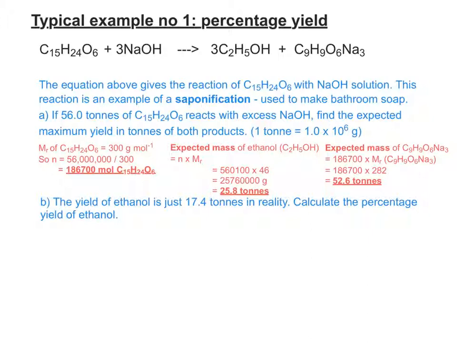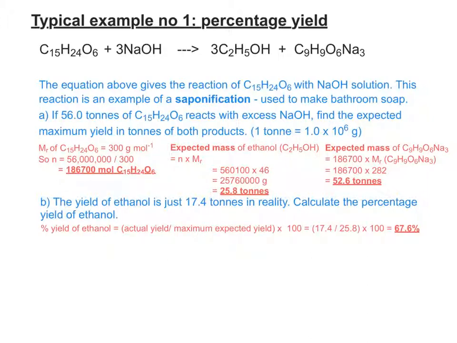What they'll do now is give you the actual amount you'd get as opposed to the amount you'd expect to get. So you expect 25.8 tonnes, but then they tell you that in reality you only get 17.4. So what you've got to do now is work backwards from the percentage yield and try and find out what the percentage yield would be if you have this new amount.